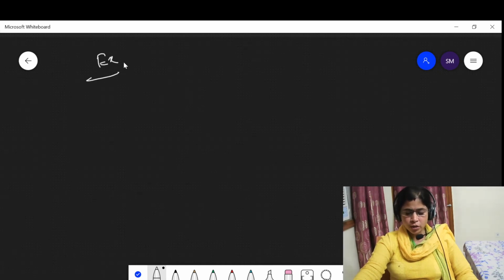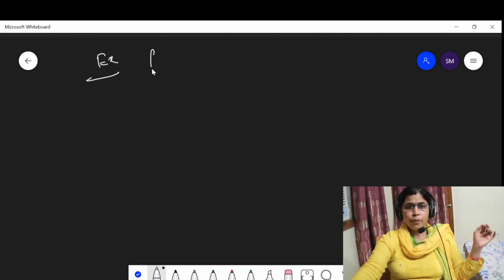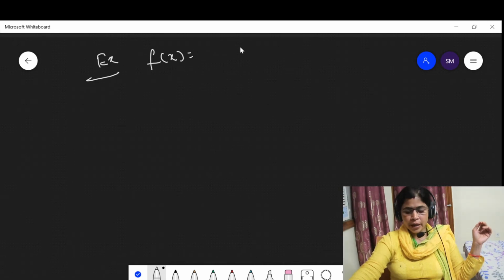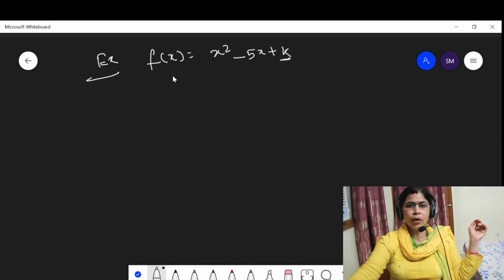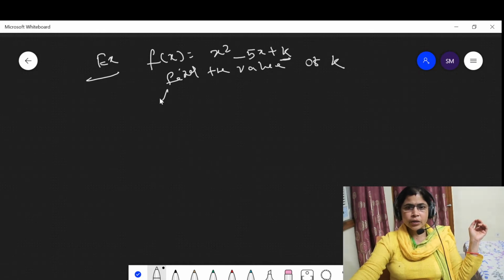Here in these questions, the polynomial f(x) is given. There is a variable, there is a number. We don't know the value of k. We have to find the value of k. Find the value of k, where alpha minus beta is given as 1. Here we have to derive the value of k.